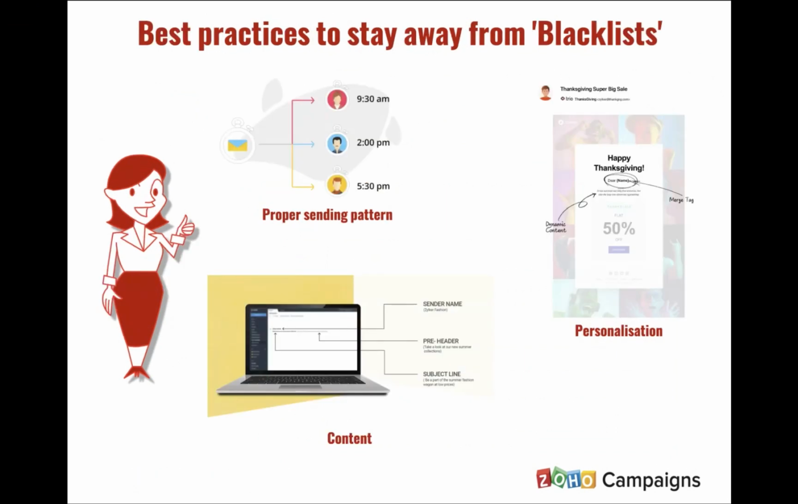What are some of the best practices? A proper, regular sending pattern and proper sending time of emails will fetch more engagement, more interactivity, and fewer complaints. Personalization is also another way. With merge tags, you can address an email directly to the person you're sending to. And with dynamic content, you can create two different versions of one email and send them out to two segments so that the accurate content is received by each segment.